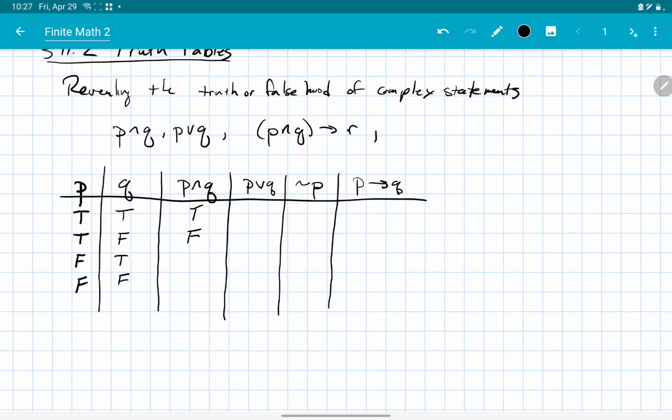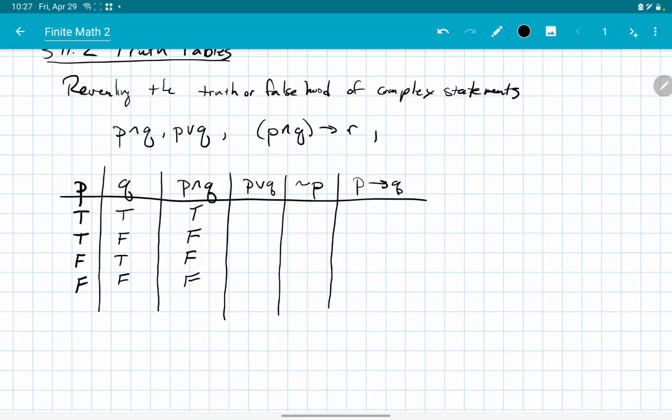Okay? If P is false and Q is true, is P and Q true? No, it is not. So this also gets a false. If P and Q are both false, is P and Q true? No. It gets a false. Okay, so that's the truth outcome for P and Q.